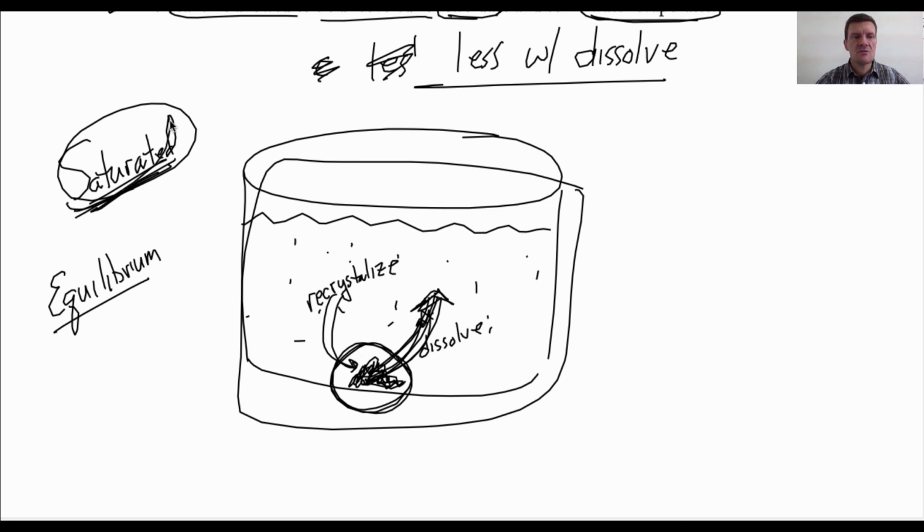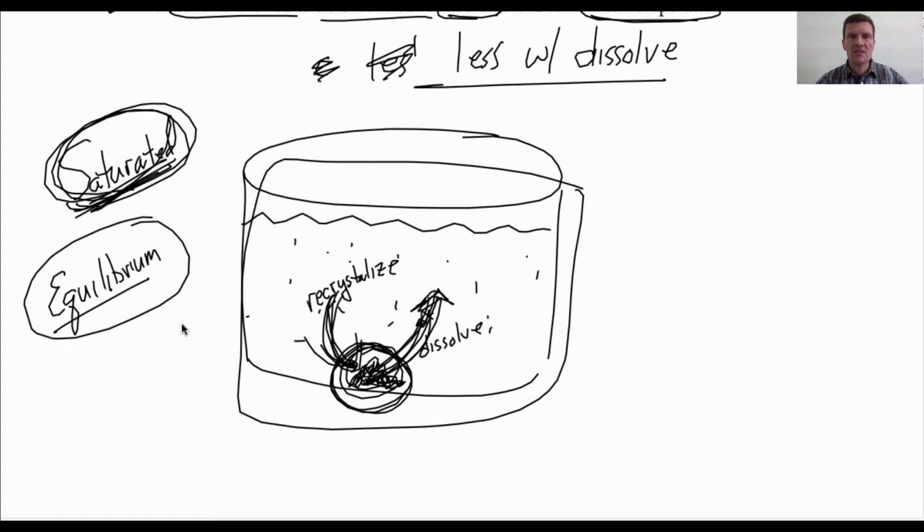But once you've reached saturation, now these two processes are going to be equal in the rate that is happening, and you're not going to see any change in the amount of solid that's at the bottom of the container. Okay? So saturation means the two processes are happening at the same rate, and that state is called equilibrium. You might see that in the future.